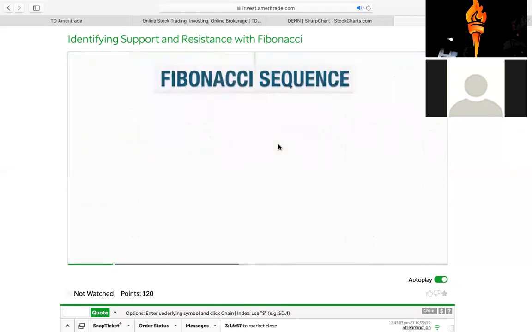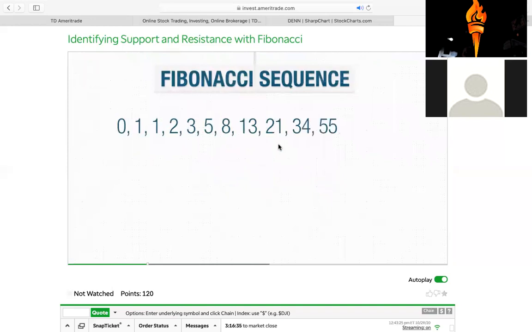The Fibonacci sequence starts with 0 and 1. Each subsequent number is found by adding the 2 previous numbers. For example, 0 plus 1 is 1. 1 plus 1 is 2. 2 plus 1 is 3. This pattern continues to repeat. 2 plus 3 is 5. 3 plus 5 is 8, and so on.